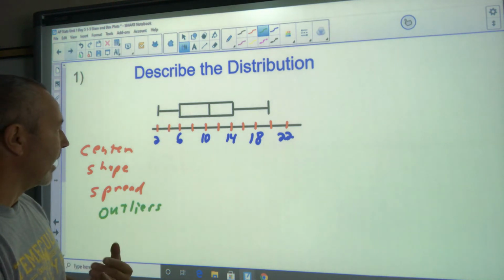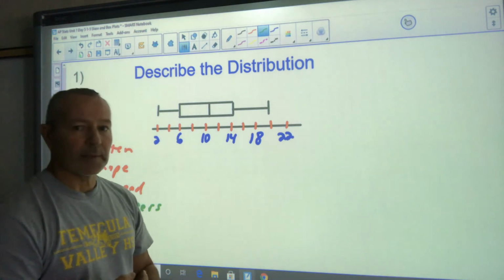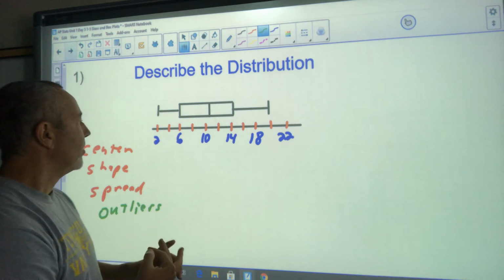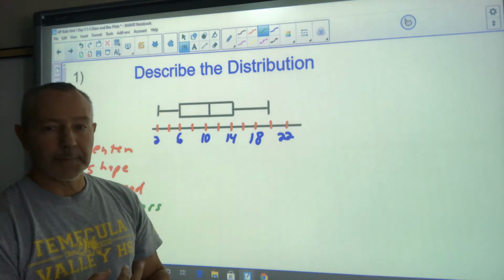Let me put that all together now. The median appears to be near 11. The distribution is approximately symmetric.